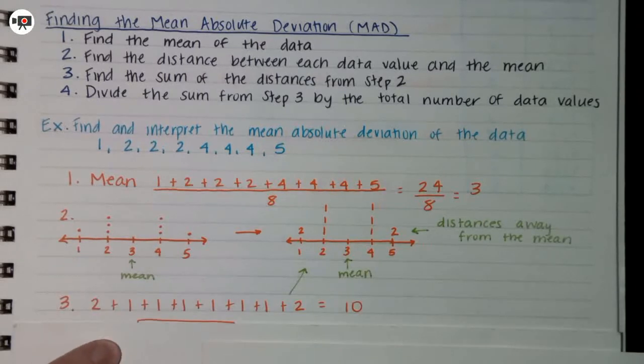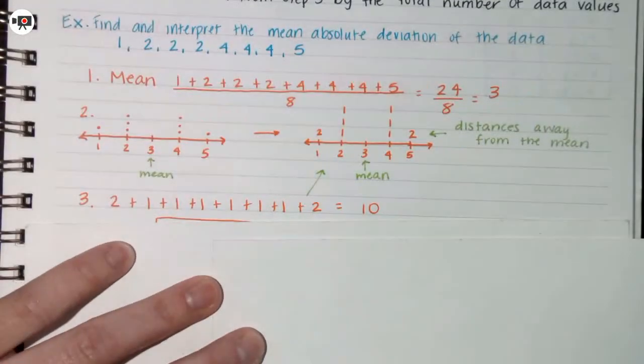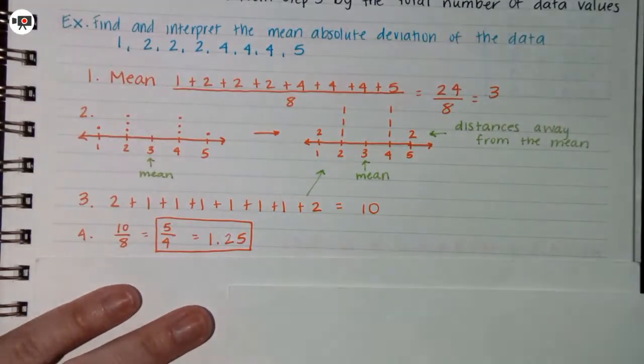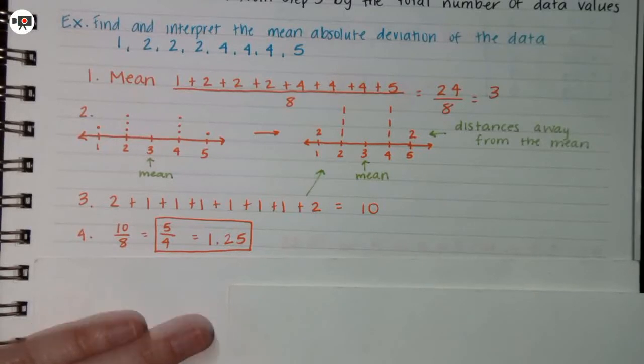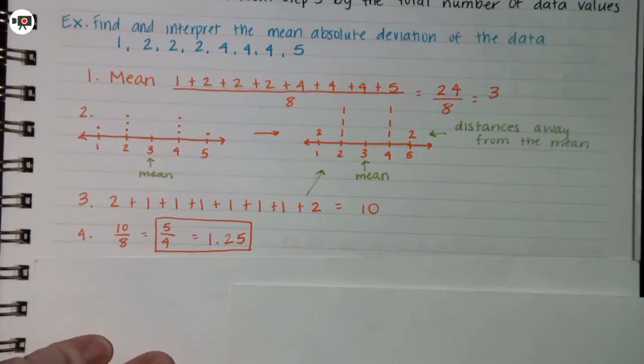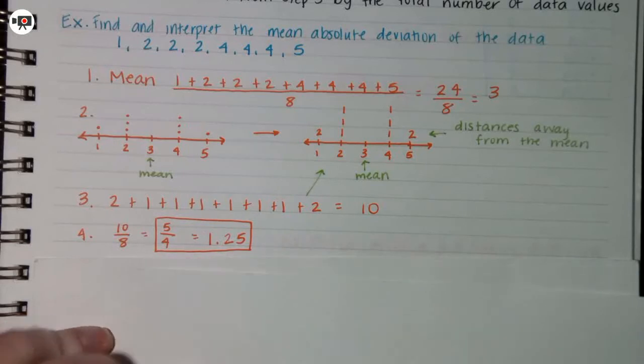So then I'm going to take all those numbers, add them together, and then that sum is divided by the total number of values, which is 8. So in this case, the mean absolute deviation is 5/4, or 1.25.